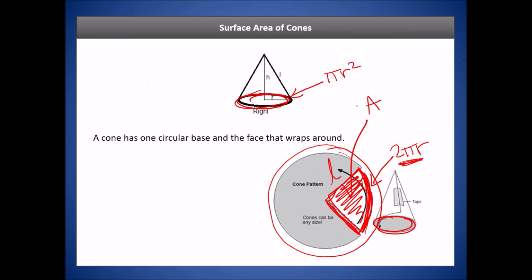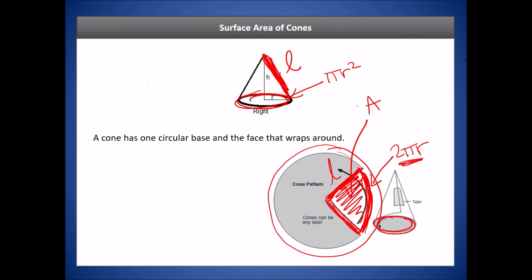And L turns out to be the slant height of the cone itself. So this slant height is the radius of the larger circle which we cut out earlier. So the area of this large piece of circular paper before we cut it out is pi L squared.